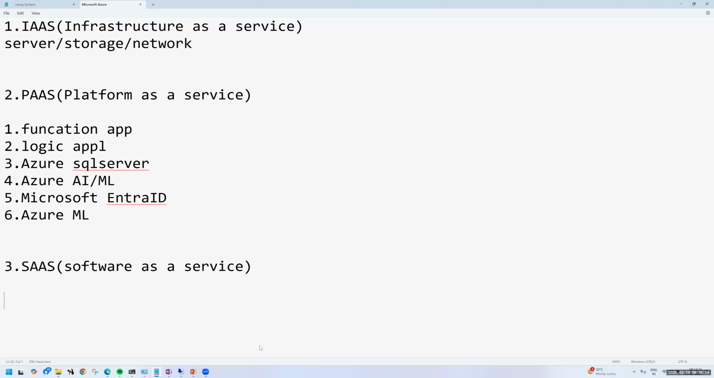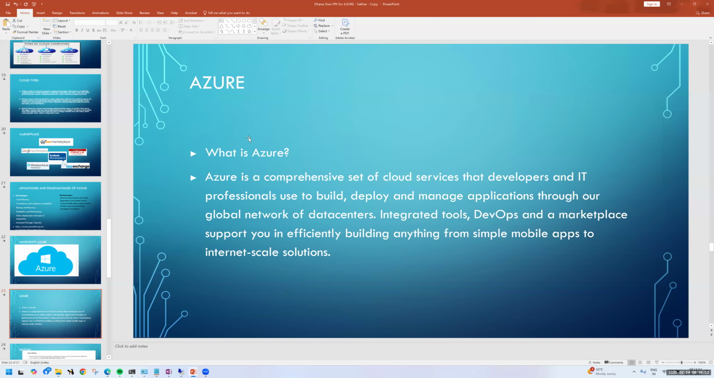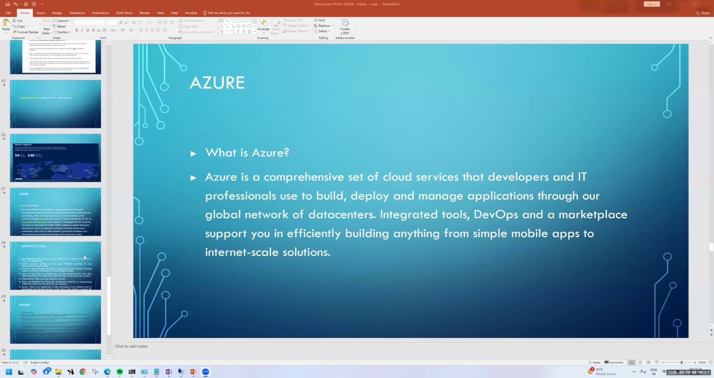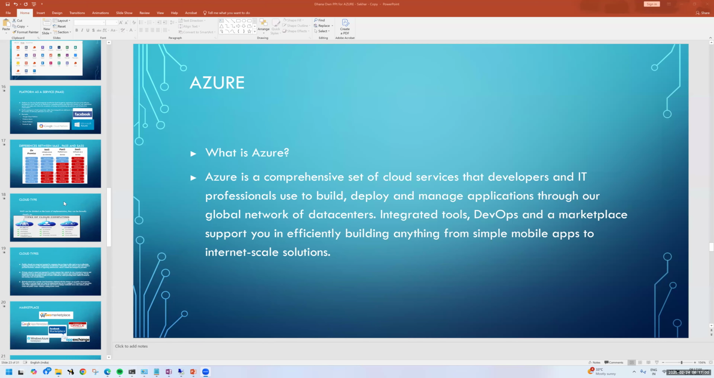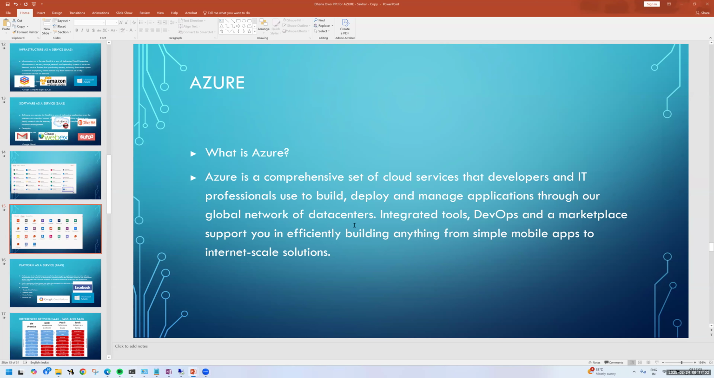Best example for SaaS. Can anyone tell me, guys, in the market? M365, Microsoft 365, guys. Microsoft 365, you know, right? That short form is M365. Under Microsoft 365, we have n number of components: MS Teams, Outlook, OneDrive, SharePoint, Sway, Yammer. These all come under Microsoft 365 components, guys.